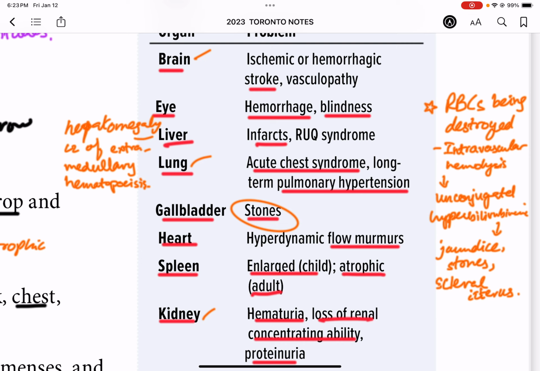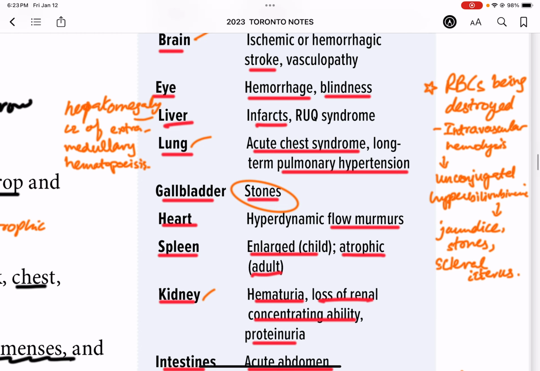And because of that, the body is trying to make more and more blood, but not just from the bone marrow. The body is trying to find extramedullary hematopoiesis areas, which can include the liver too. That is why the liver is increased in size. But there are infarcts, which are because of the vaso-occlusion, right upper quadrant syndrome. Lung: there is acute chest syndrome, and long-term pulmonary hypertension because of the vaso-occlusion.